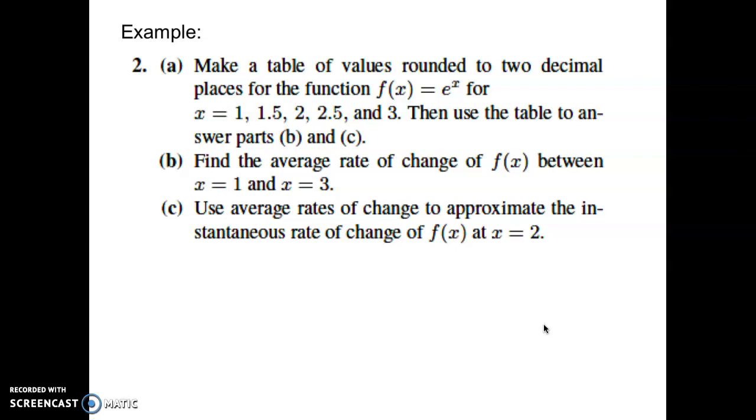All right, let's do a couple of examples here. These are from the textbook. This one says, make a table of values rounded to 2 decimal places for the function f of x equals e to the x for x equals 1, 1.5, 2, 2.5, and 3. Then use the table to answer the next 2 parts. Part B asks, find the average rate of change between x equals 1 and x equals 3. And then part C says, use your average rates of change to approximate the instantaneous rate of change at x equals 2.